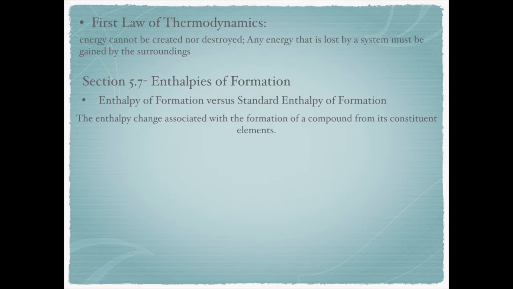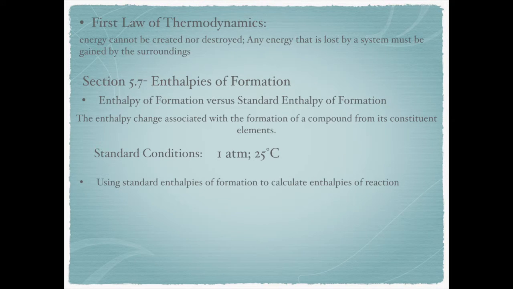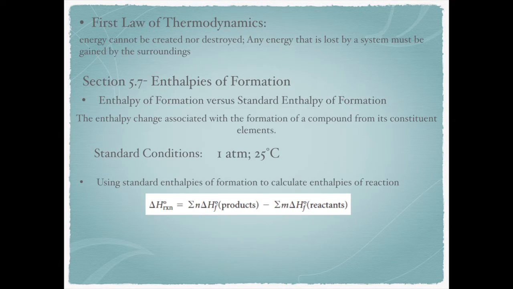And notice I have here enthalpy of formation and then also standard enthalpy of formation. So the only difference between these two is that for standard enthalpy of formation, we have standard conditions. Specifically, we're at 1 atmosphere and 25 degrees Celsius. So what we can do is use these standard enthalpies of formation to calculate the enthalpy of a reaction. And so what you do is you simply sum the enthalpies of formation of the products, and then you subtract from that the enthalpies of formation of the reactants.